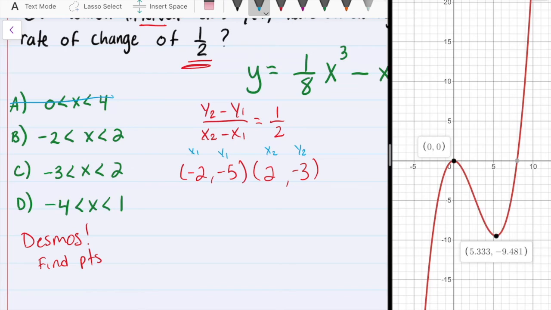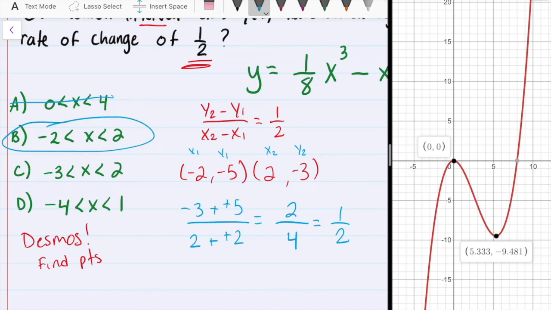That will be y2, negative 3, minus negative 5, over 2 minus negative 2. Well, that makes it positive, right, guys? That will make it negative 3 plus 5, which is positive 2 over 4. Hey, doesn't that reduce to 1 over 2? Hey, look at you. And we found it. Letter B is the one that gives us a slope of 1/2. And that's the way you do it.